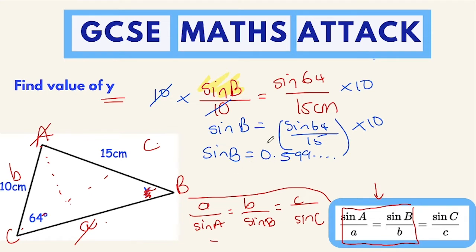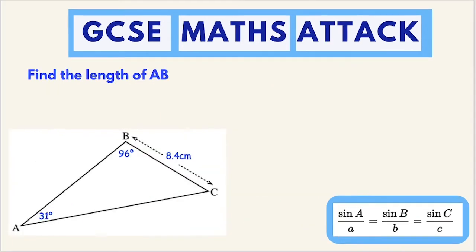Now, I said to you, I'm interested in B, not sine B. In order for us to get B on its own, we need to do the inverse of sine. So you can put in your calculator sine minus 1 and this over here, 0.599, and that will give us B. Okay, if you place that in your calculator, you should get 36.81 degrees. Next question over here, work out the length of AB.